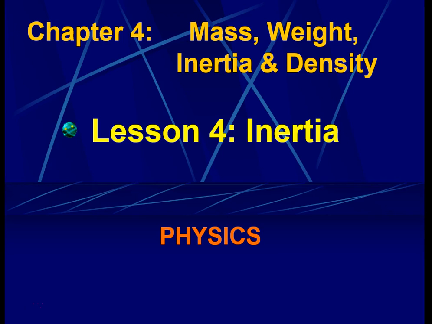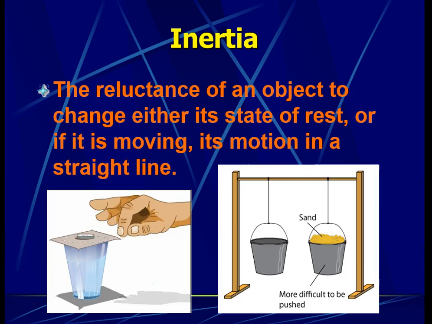with mass called inertia. All objects that have mass will have this special property known as inertia. Inertia is basically understood as the reluctance of an object to change either its state of rest or, if it is moving, its motion in a straight line. How do we really understand this statement?